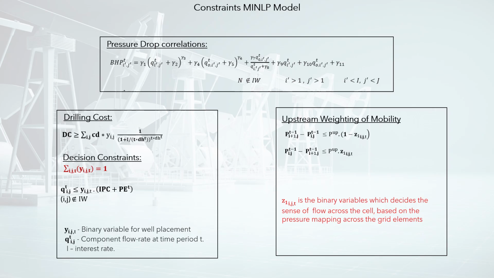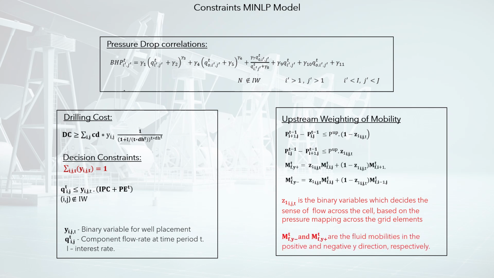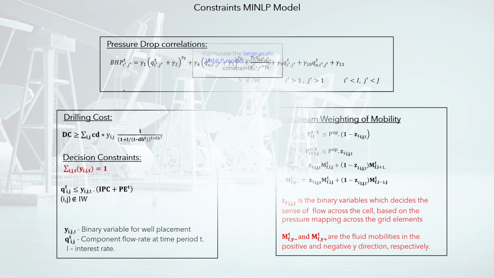The variable z1ijt is a binary variable, which indicates the sense of flow across the cell, based on the differences of pressure across the grid elements. These variables restrict the direction of flows, which must be consistent with the change in pressures. The control of fluid mobilities requires 2 additional variables, mtfy- and mtfy+, that are the fluid mobilities in the negative and positive y direction, respectively.